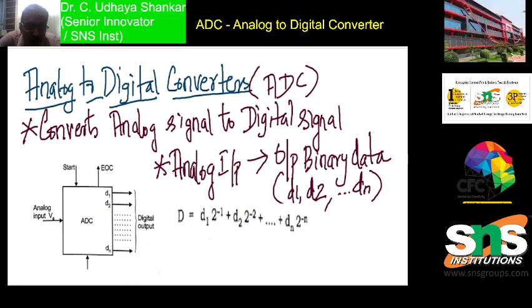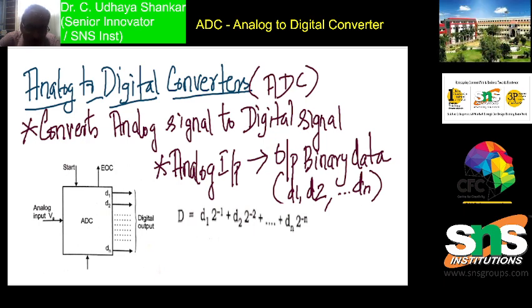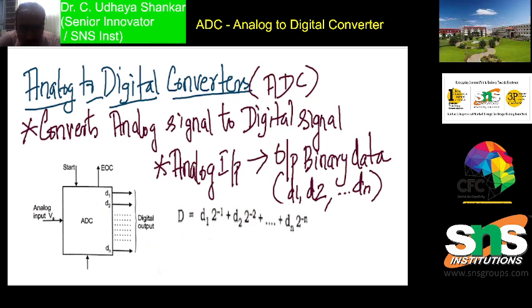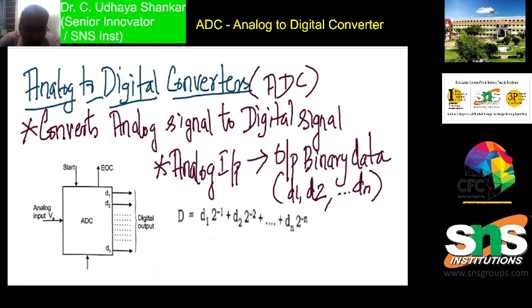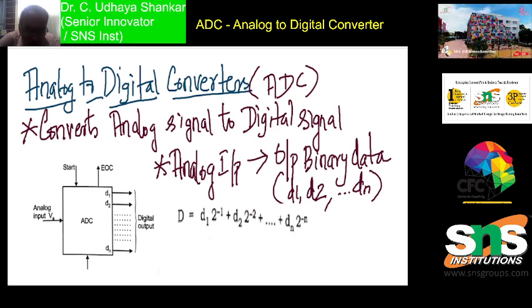In this video we will be discussing analog to digital converters. In the previous video we discussed digital to analog converters. In short it is called ADC, that is analog to digital converter. So what is the function of this analog to digital converter? It converts an analog signal to a digital signal.